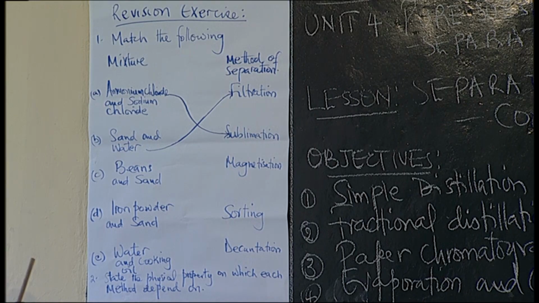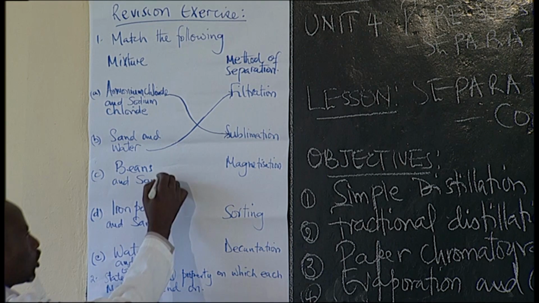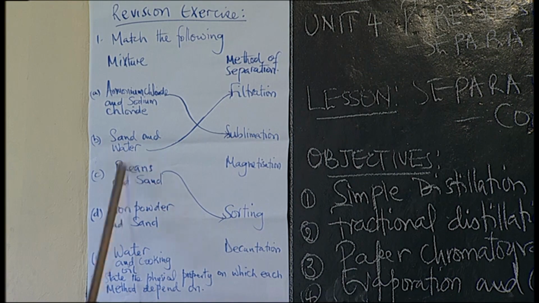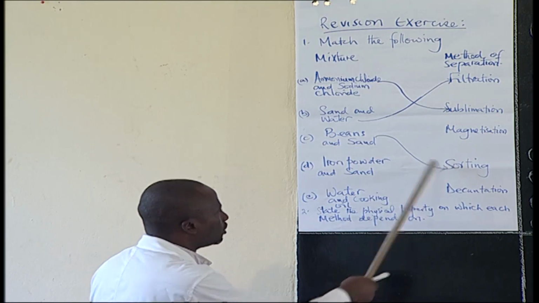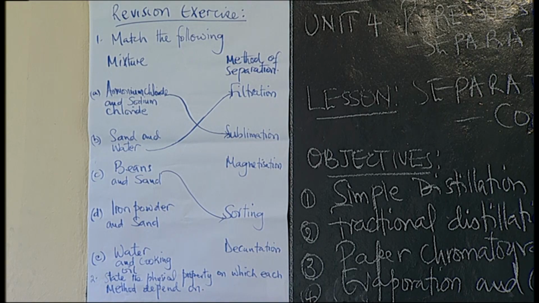Let's go to C, which is beans and sand. Beans just poured into the sand by accident. What do we do? This is very simple. Just do the picking or the sorting. One by one. Just pick one by one, and then you separate. So which physical property do we use here? The sand and the beans do not have the same sizes, so that is why we are using sorting. Let's go to the iron powder and the sand.